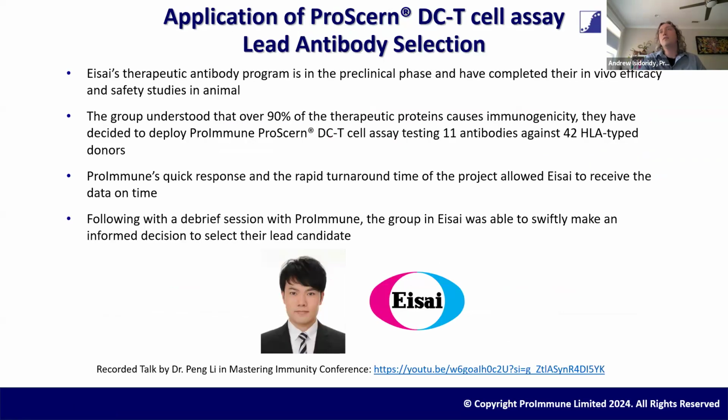Another good example of how this could be used comes to us from Eisai, and this is also available on our website. Dr. Peng Li spoke about how they applied this to their antibody development pipeline as well. They put all 11 antibodies that they had into a panel for DC-T, and they were able to get a really nice sense of relative risk assessment between all 11 candidates.